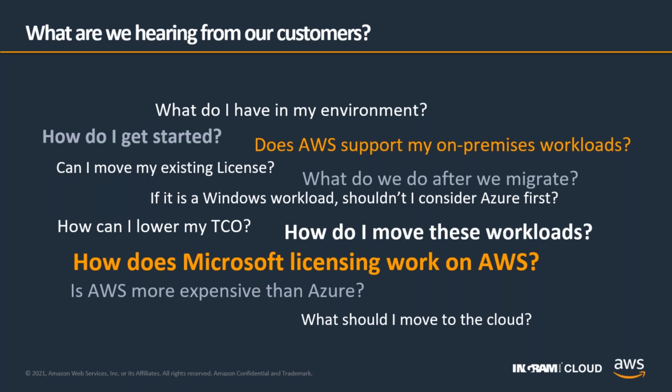Here are some of the sort of questions that we get asked a lot from our partners and also customers. Some of these are just, how do I get started? If it's a Windows workload, shouldn't I consider Azure first? That's a common one that we hear a lot. And hopefully over the next few slides, I'll be able to show you some of the key reasons why running Windows workloads in AWS is a great idea. And also, how does Microsoft licensing work, right? That can be quite complex sometimes, and there are a number of tools within AWS to help you manage and optimize that.